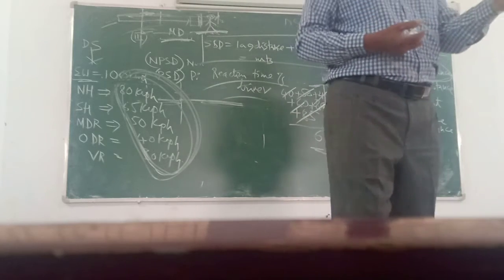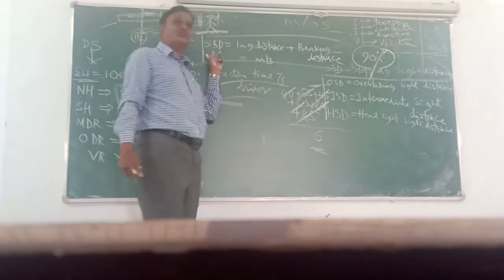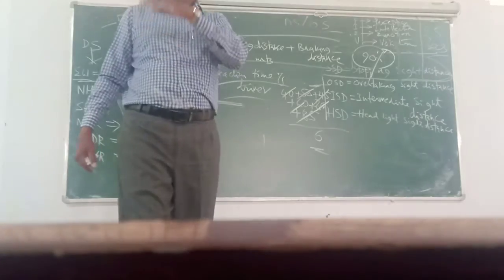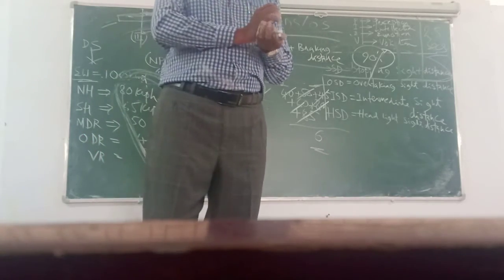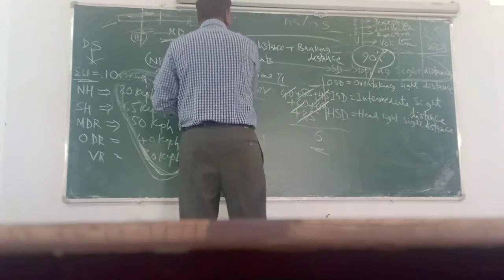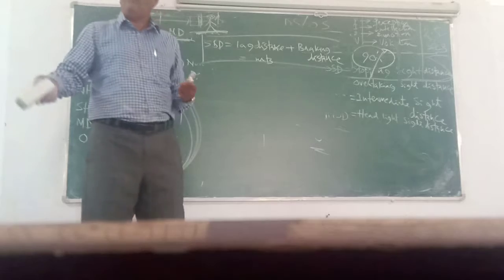The two components together are known as the stopping sight distance, which is being derived. How is it being derived? It is being derived by an equation. I am going to derive the equation now. It is being given. Of course, I read the formula once and time up.